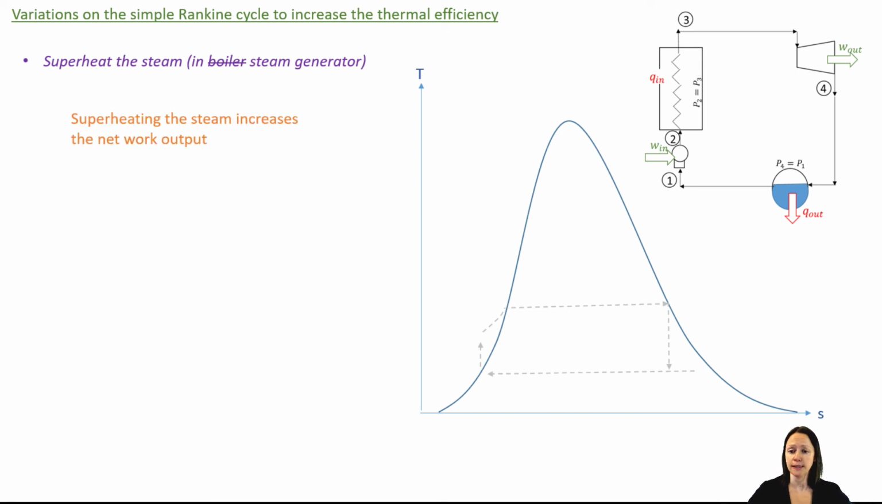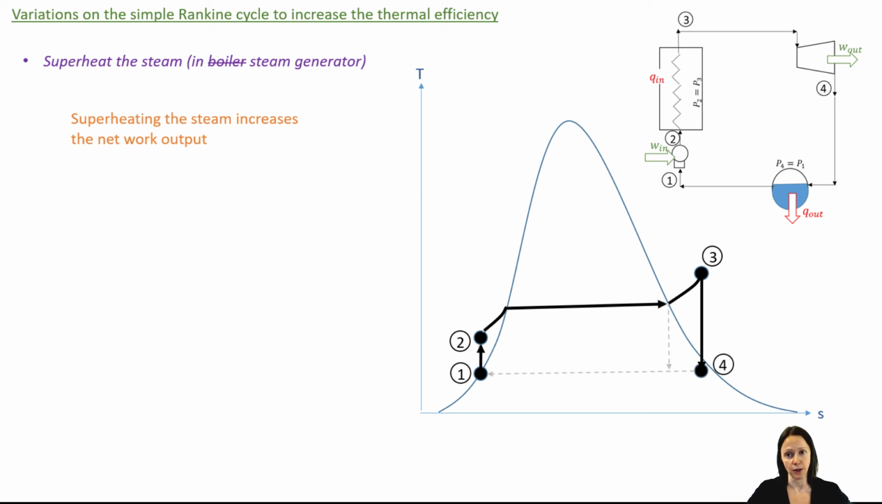But this superheats the steam and it increases the net work output. So you've got 1 to 2 and then 2 to 3, except instead of stopping on that saturated vapor line, it keeps on going into the superheated region, and it superheats the steam. And then the rest of the cycle falls into place where you would think. And it increases that work output because the enclosed area on the TS diagram is equal to the q net in, because remember, this is a reversible cycle.